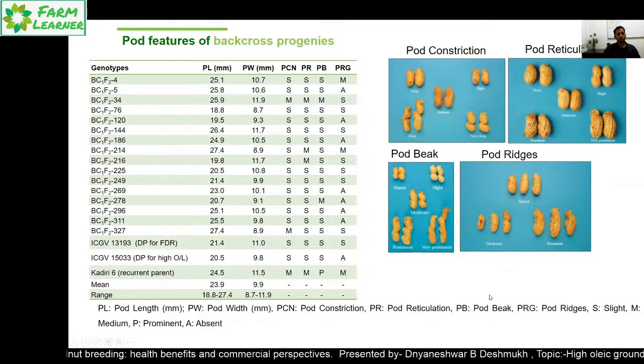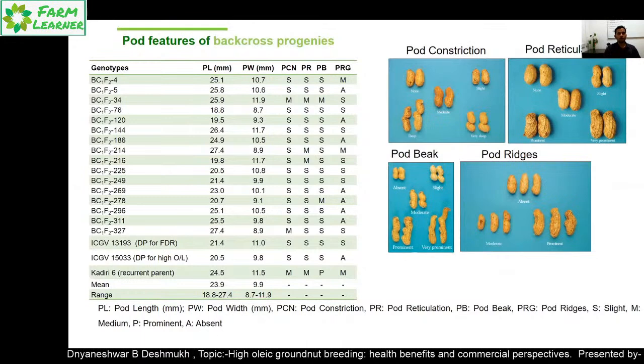So in terms of farmer preference, it is not only the disease resistance and oil quality, but also the appearance of the pod which matters for the farmers. There are many criteria wherein farmers will be very precise to select that particular groundnut. If you look here, pod length, pod width, pod constriction, pod reticulation, pod beak, and pod ridges. These are quite a few parameters which decide the farmer preference for groundnut.